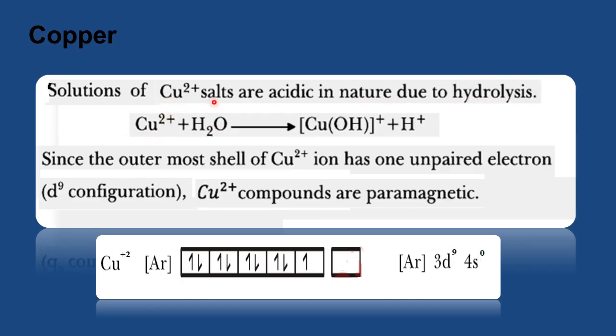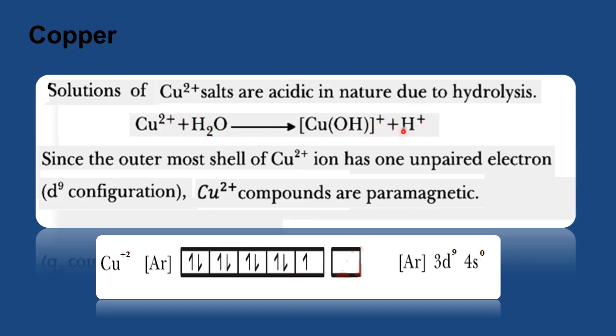Cu plus 2 attaches hydroxyl ions, splitting up this water molecule, and a proton gets removed. Now students, this complex is soluble as it is carrying a plus 1 charge, because the oxidation state of copper was plus 2. When one hydroxyl ion gets attached to it, it becomes plus 1 now. Since one hydrogen ion is released into the solution, it is going to be acidic.